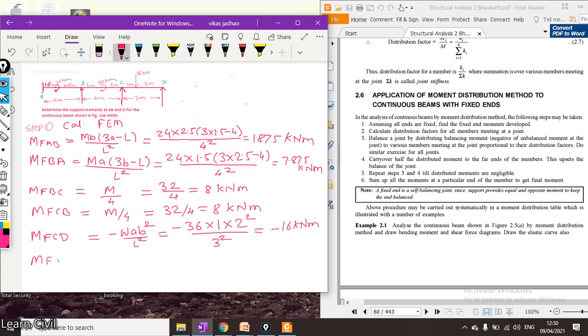And MFDC is equal to plus W A square B divided by L square. So this is equal to 36 into 1 square into 2 divided by 3 square. So this will be equal to 8 kilonewton meter. So we have calculated the fixed end moment for every span. Step number 2 is to calculate the distribution factor.